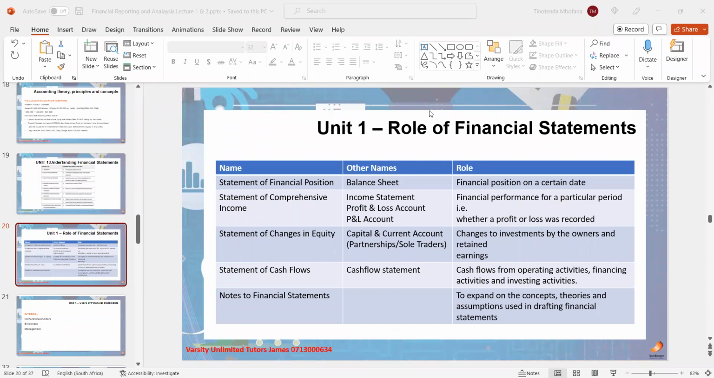Then if you look at something different, like a comprehensive income statement, they are now asking what is the performance of the organization? What is their financial performance over a period of time? How much profit did they make within a year? How much loss did they make within a year? That's the performance of the organization over a standard period of time. So that becomes a role of the financial statement, to show you whether you made a profit or a loss over a period of time.